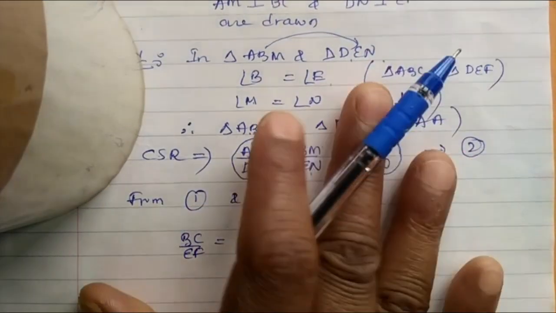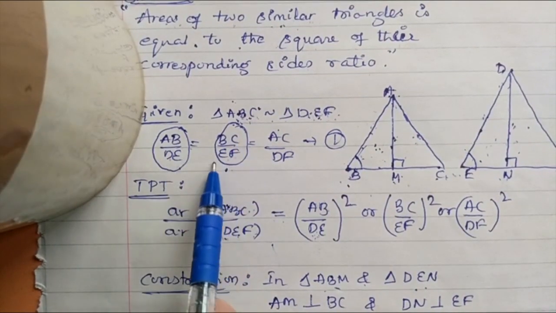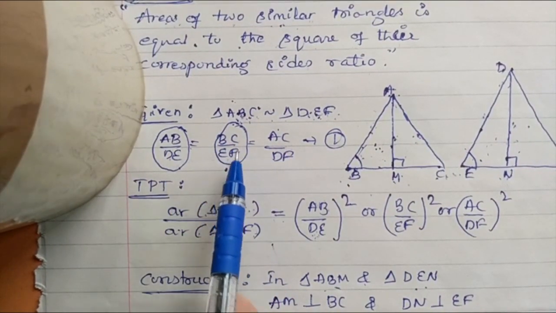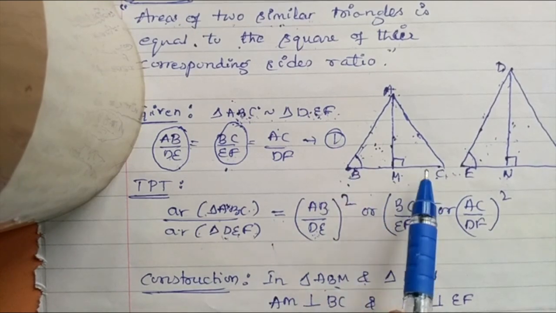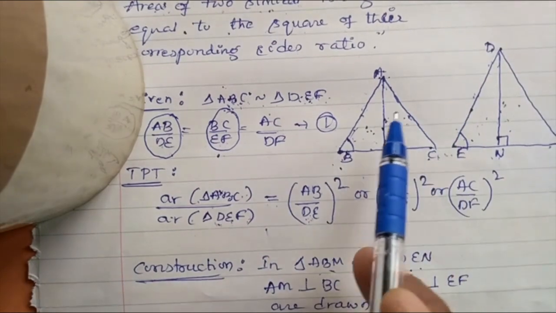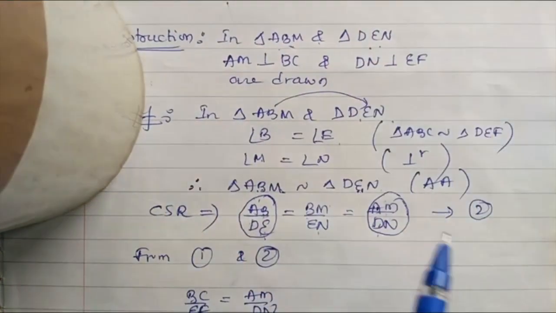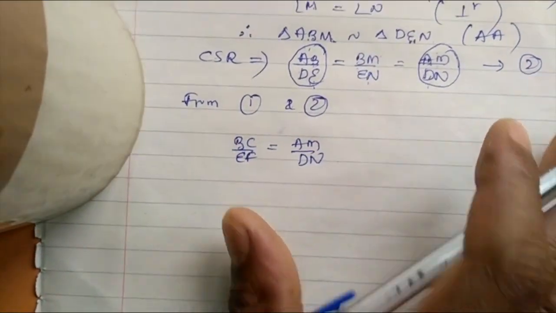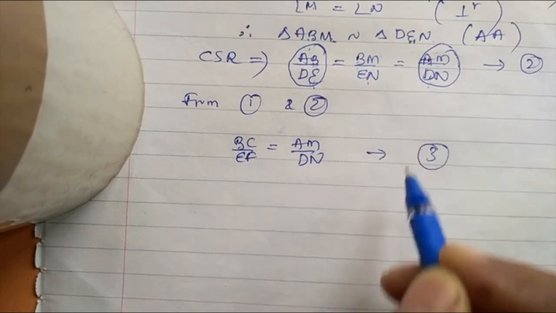So why did I choose this? Here AB by DE is equal to this. Why did I choose here only? Why can't this? BC and EF are what? Base. BC and EF are bases, AM and DN are heights. So heights and bases both have been taken here. This is equation 3, right?